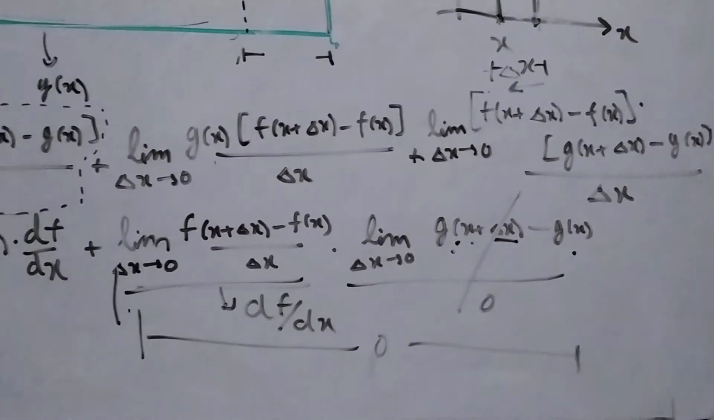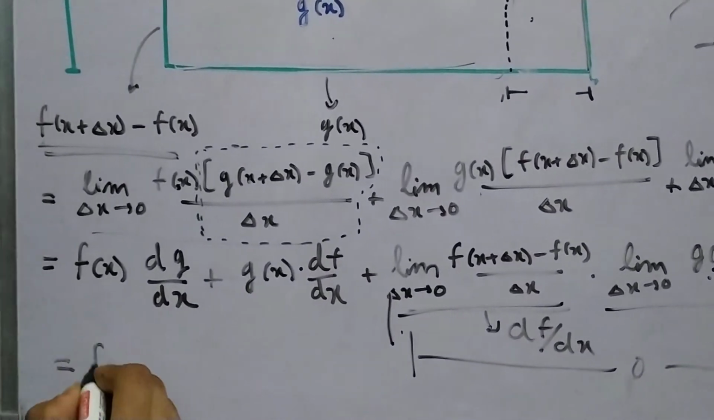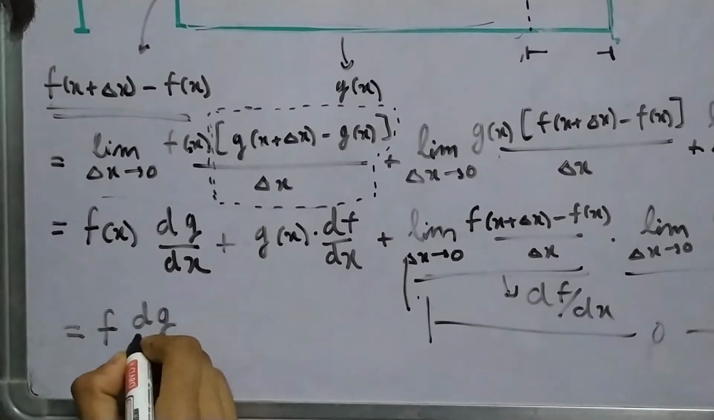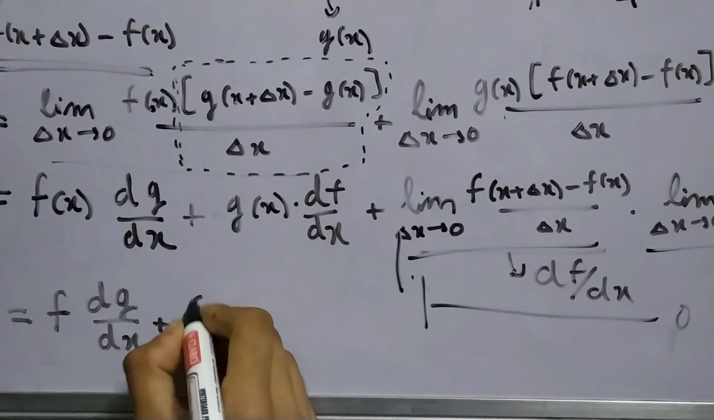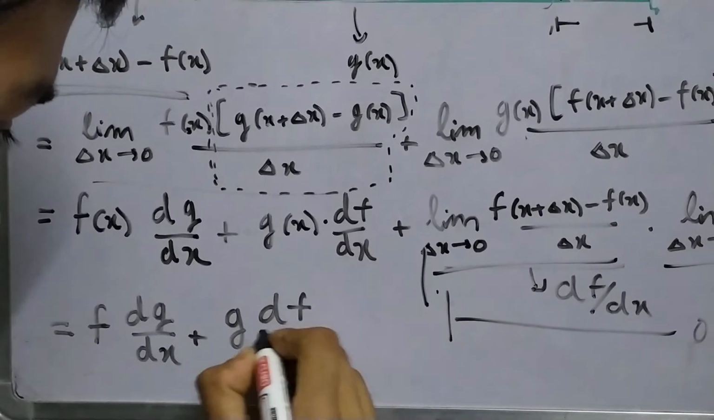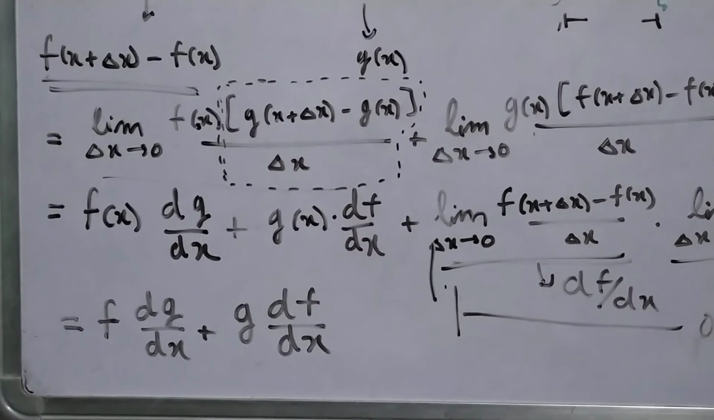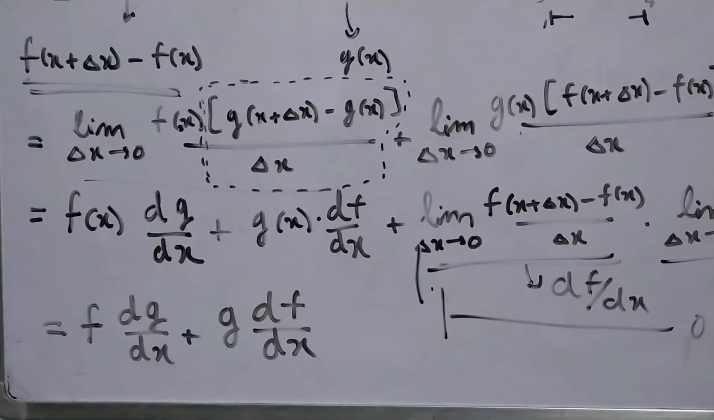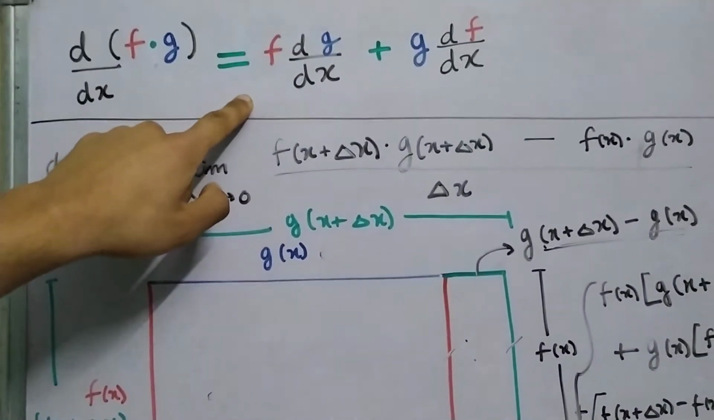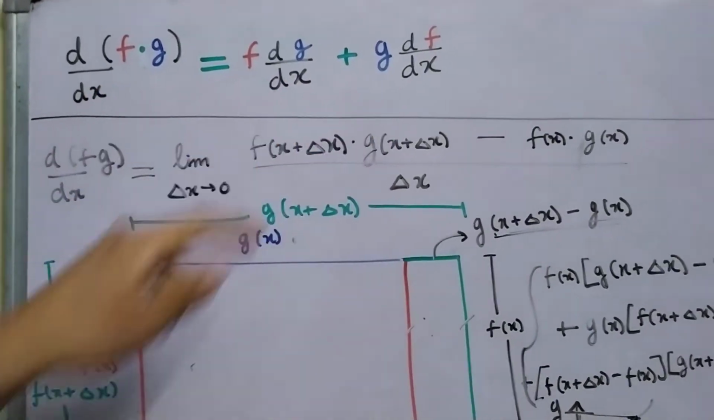So we are left with this term, which is simply f times dg by dx plus g times df by dx, which is the product rule as we have proved. This is what we have stated.